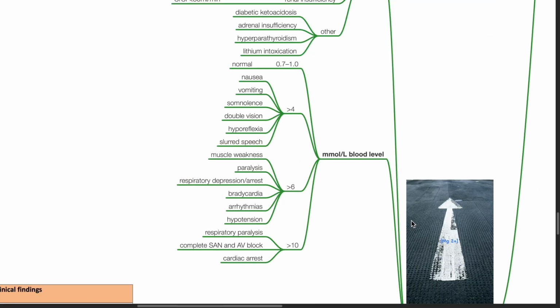Clinical features. When the blood level of magnesium is more than 4 millimoles per liter, there is nausea, vomiting, somnolence, double vision, hyporeflexia, and slurred speech. When it exceeds 6 millimoles per liter, there is muscle weakness, paralysis, respiratory depression or arrest, bradycardia, arrhythmias, and hypotension. When magnesium levels increase to more than 10 millimoles per liter, there is respiratory paralysis, complete SA node and AV block, and cardiac arrest.